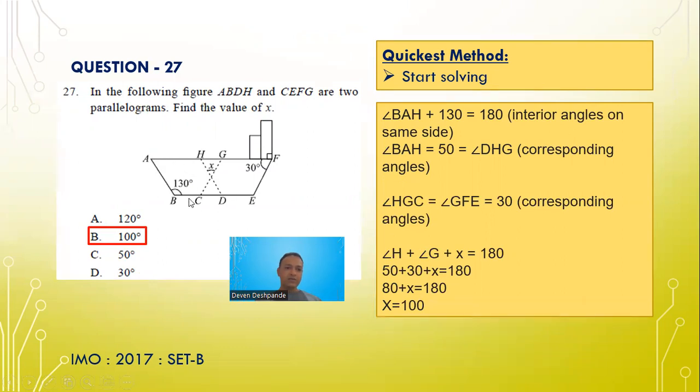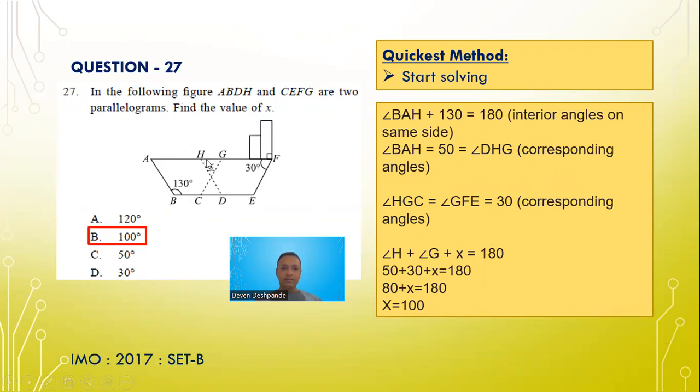So AB is a transversal and BD and AH are the two parallels, so interior angles on the same side. So BAH will be 50 because 50 plus 130 is 180. It is the same as DHG. BAH is the same as DHG, corresponding angles. This angle and this angle are corresponding angles. Similarly, angle HGC is the same as GFE, which is 30 degrees, isn't it?